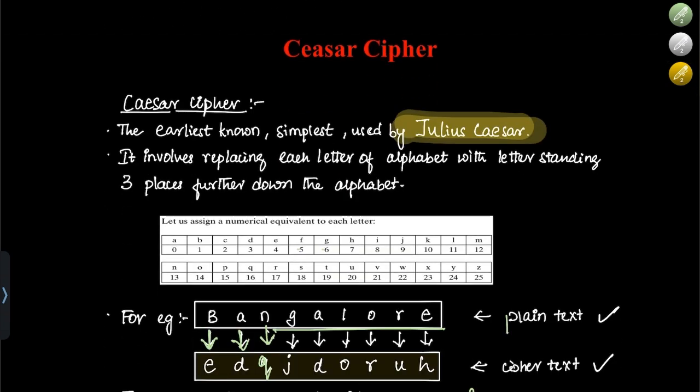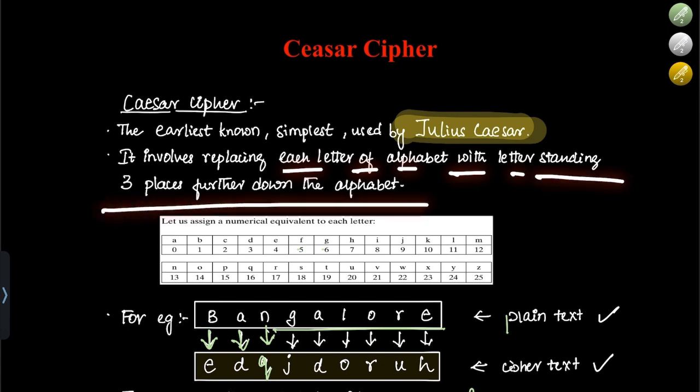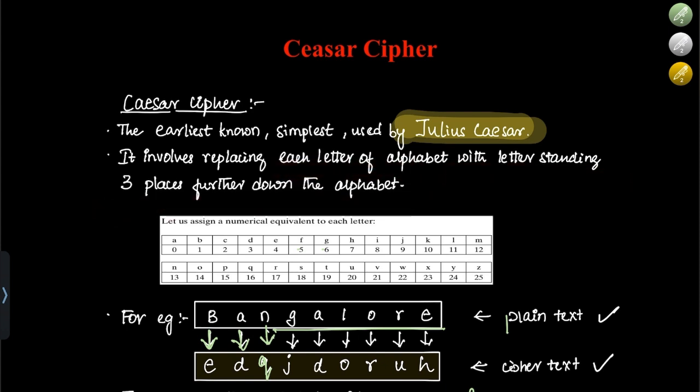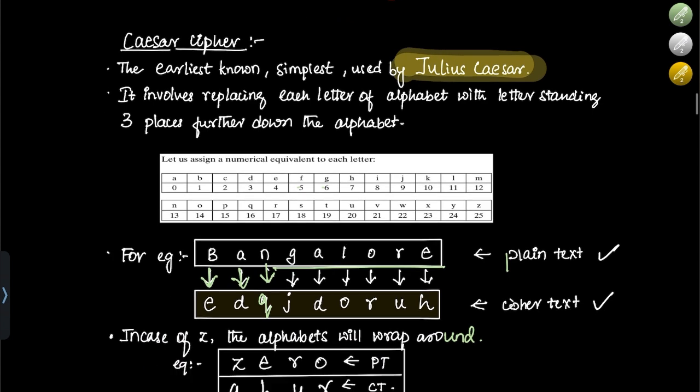So here we have Caesar cipher, the earliest known, simple cipher, used by Julius Caesar. Caesar cipher is one of the simplest and oldest known substitution ciphers. This basically involves replacing each letter of the alphabet with the letter standing three places further down the alphabet. We'll understand this with an example here.